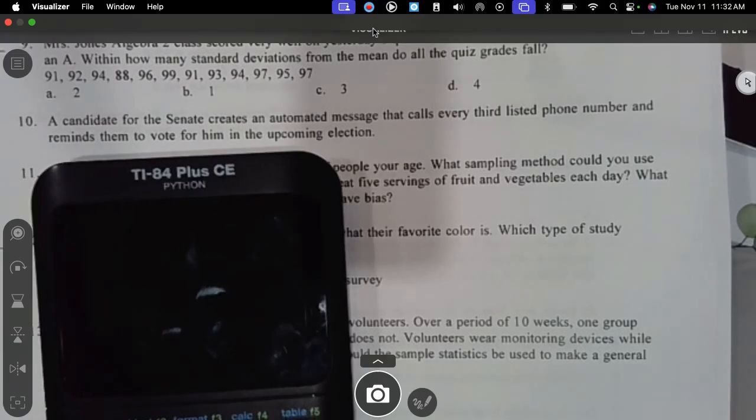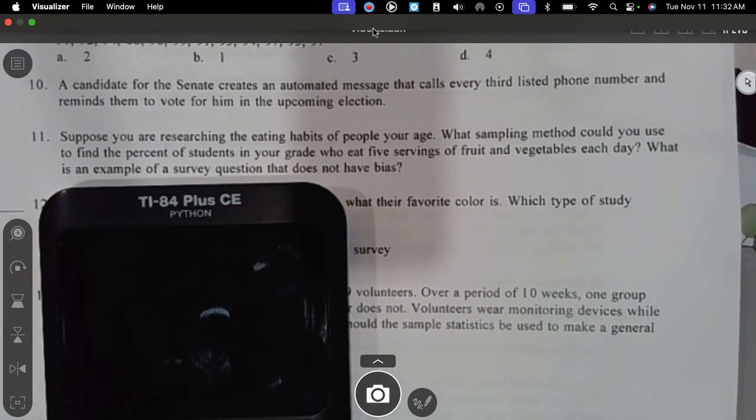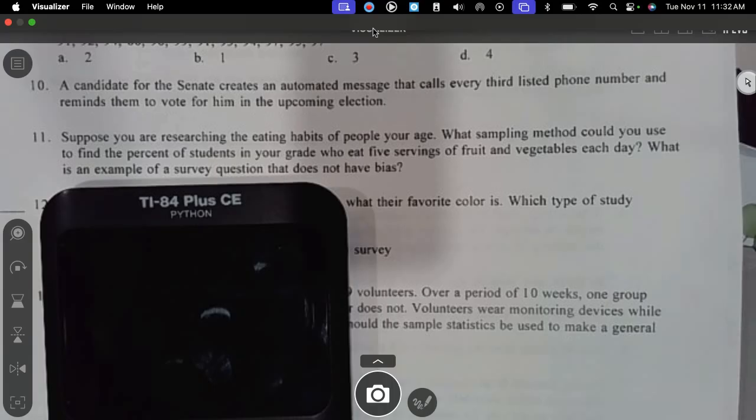The next one will be controlled. And remember, this one is there. All the answers are on there. So this one does have the question. What sampling method could you use? It would be the observation. You're looking at eating habits to find the percent of students who eat 5 servings of fruit and vegetables. What's an example of a survey question that you could use? So what sampling method are you going to use for a survey question? Convenience. And so, what's a survey question that doesn't have bias?